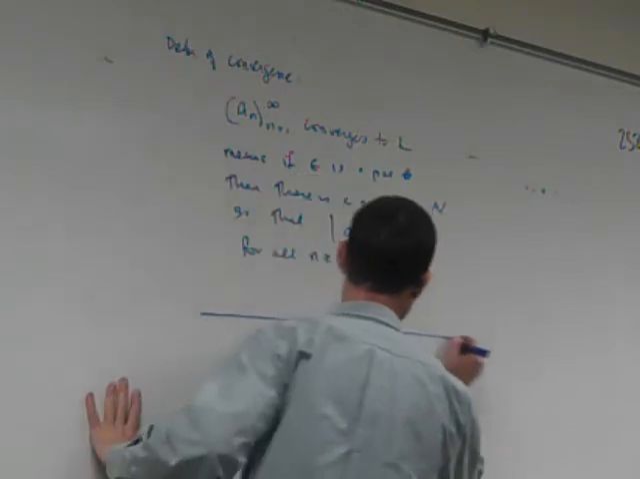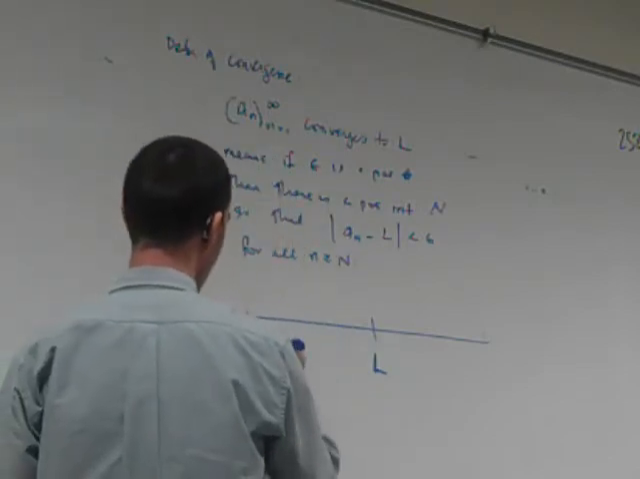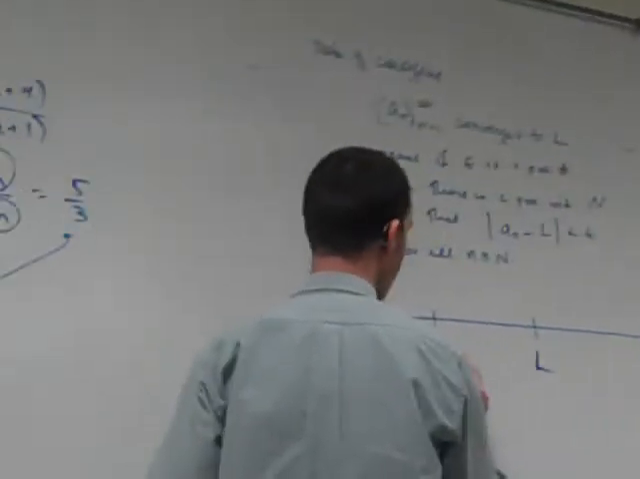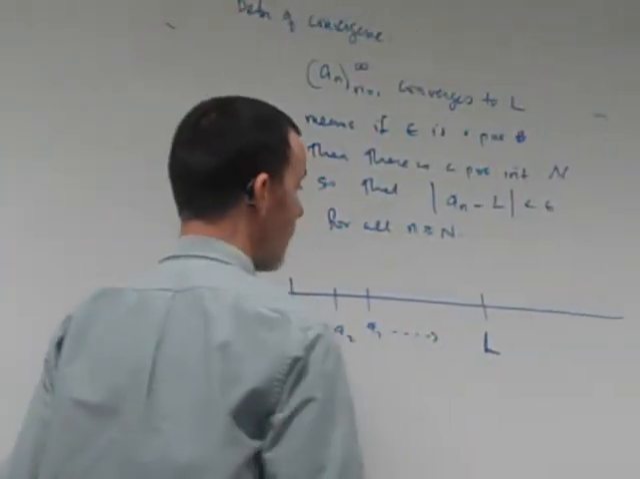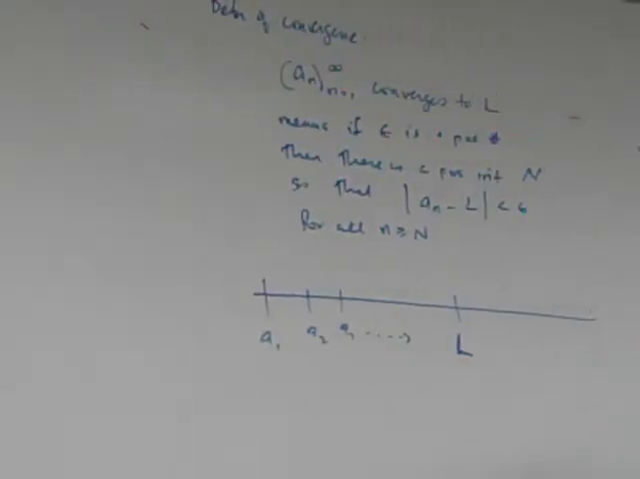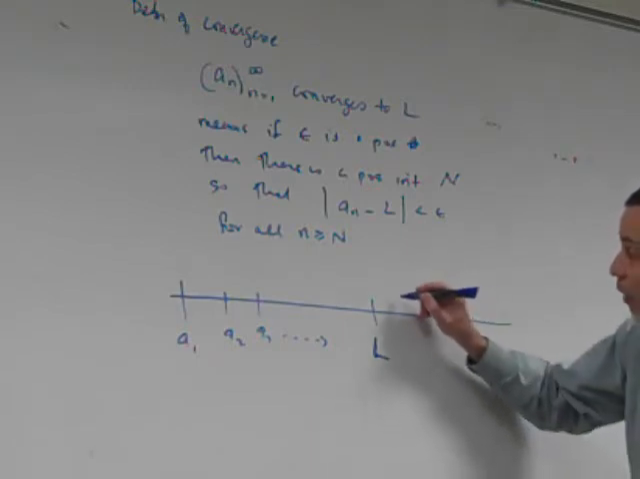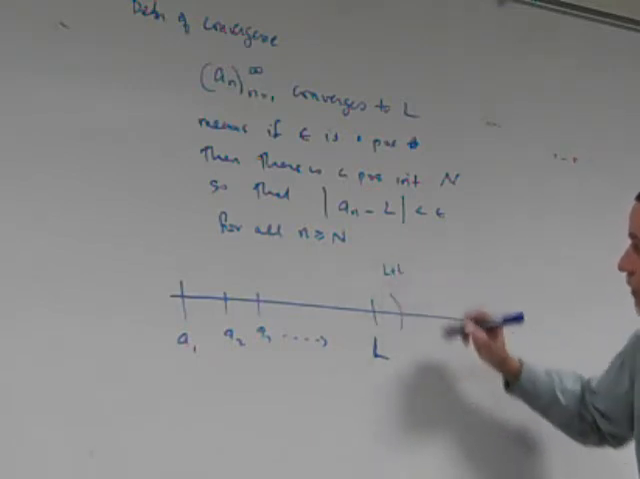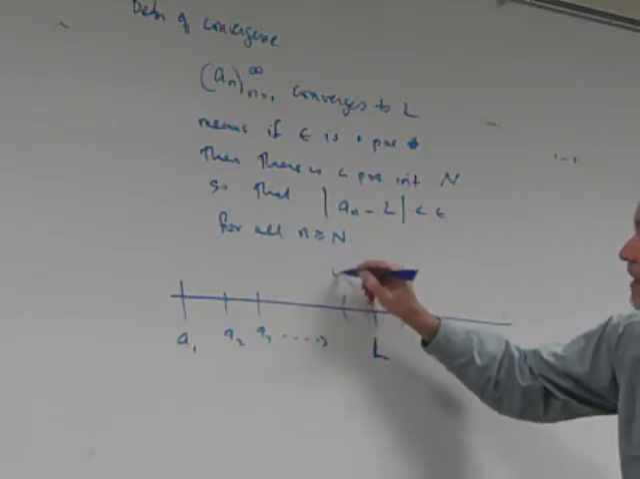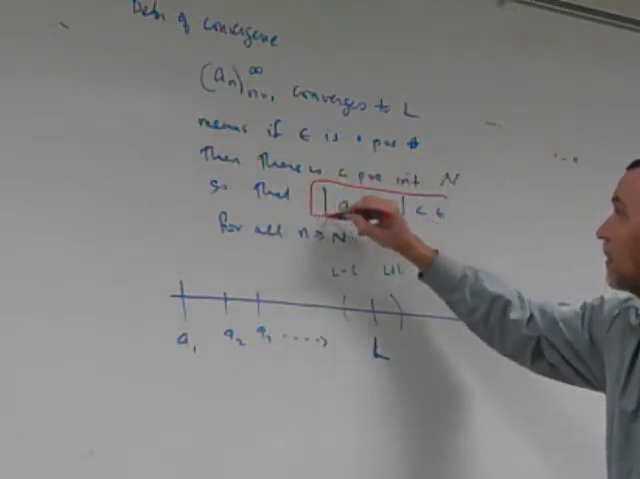Let me write it geometrically. Here's L. Suppose we have a sequence A1, A2, A3, going towards L. What are we saying here? What we're saying here is, you give me any tiny positive number. I'm going to take L plus that positive number over here. I'm going to take L minus that positive number over here. And I'm going to rewrite this nastiness without the absolute value.